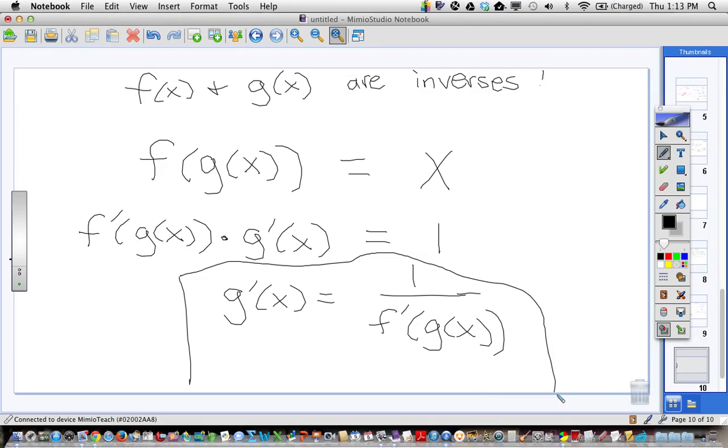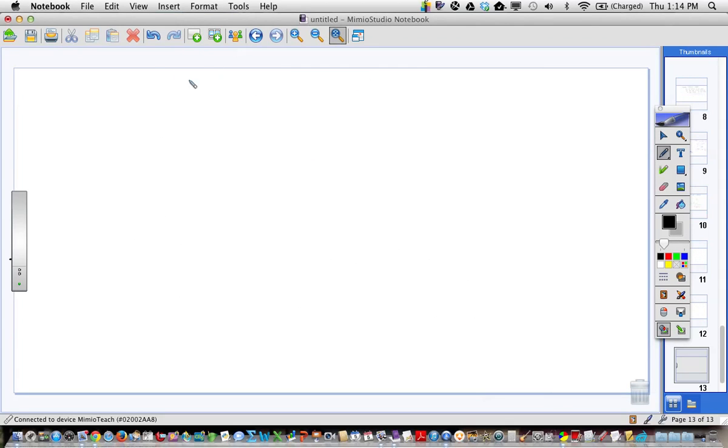Okay, finally, the grand finale. I know, it seems like we're all over the place. Let's do this with arc sine. So our goal today has been to get this: the derivative of arc sine of x. That's what we're trying to get, a rule for that. Okay? That's what we want.